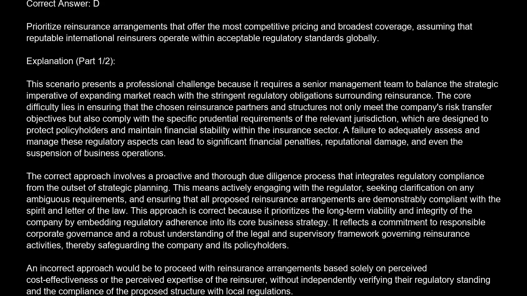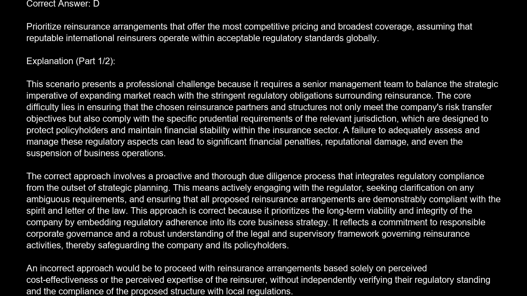Prioritize reinsurance arrangements that offer the most competitive pricing and broadest coverage, assuming that reputable international reinsurers operate within acceptable regulatory standards globally. Explanation. This scenario presents a professional challenge because it requires a senior management team to balance the strategic imperative of expanding market reach with the stringent regulatory obligations surrounding reinsurance.